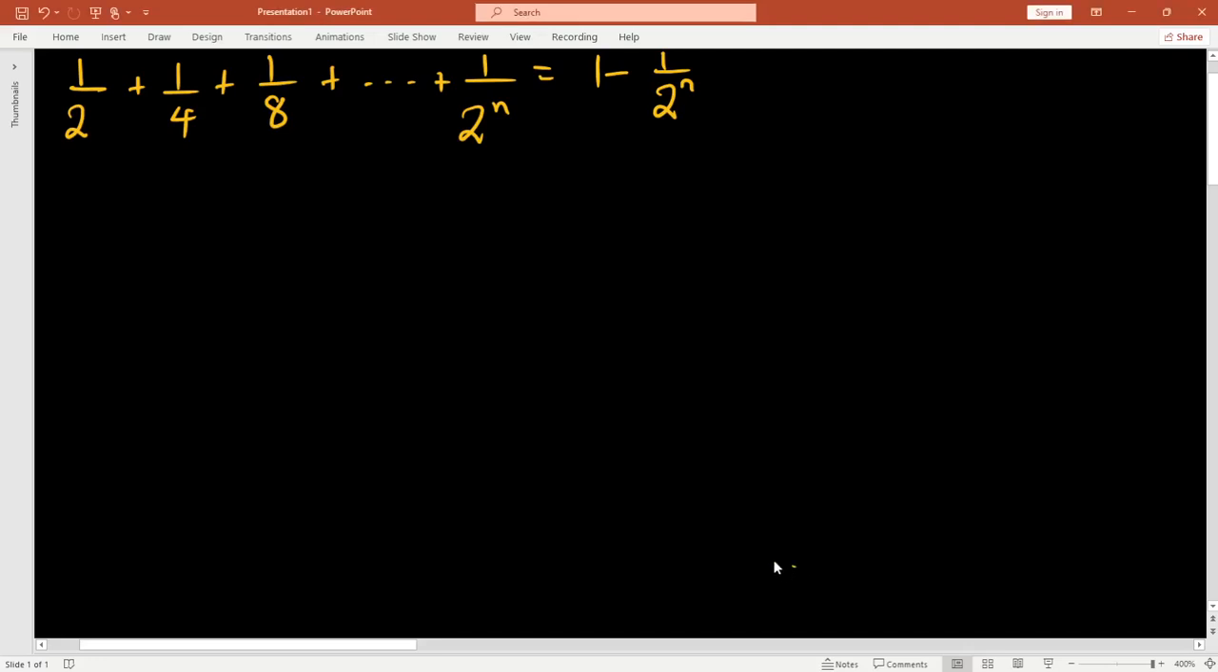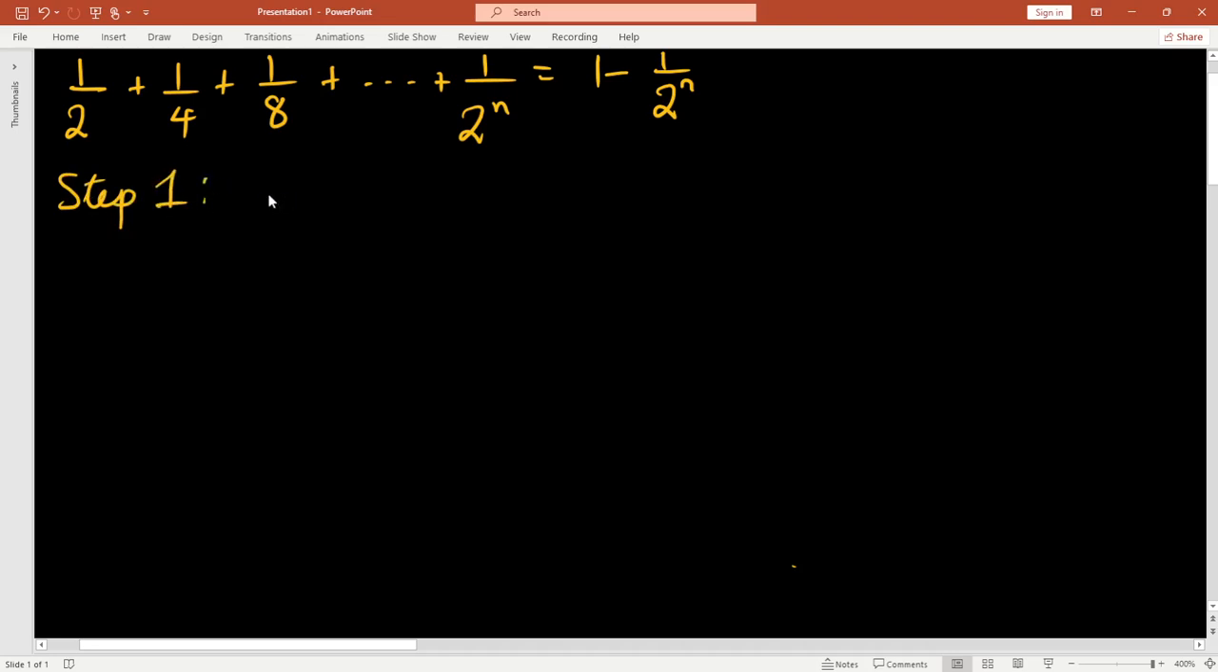So we have this question here that we have to prove by induction. Basically there are just three steps: we need to show that the statement is true for n equals 1, the inductive hypothesis, and also show that it's true for the n equals k plus 1 term. Alright, so the first step, step number 1.